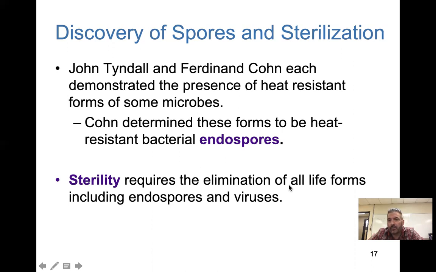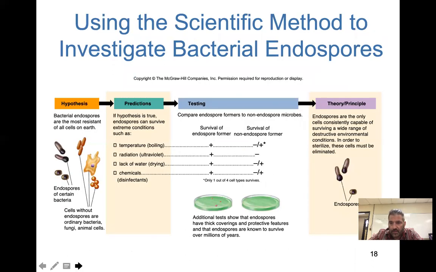Sterility requires the elimination of all life forms, including endospores and viruses. So anything that leaves the autoclave is sterile. That means there's absolutely nothing living on it. So when you go to the dentist or whatever and they pull out those dental instruments, we want to make sure that those things were autoclaved. We want to make sure they're not putting anything in your mouth that could potentially have spores or bacteria on it. All right.